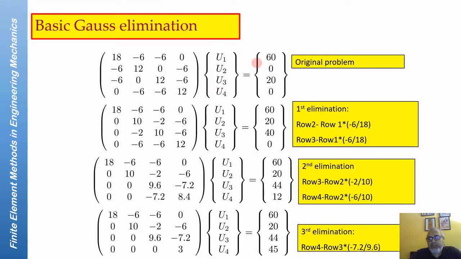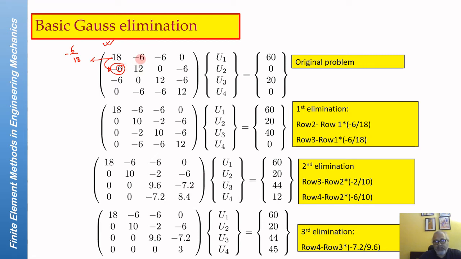Let us demonstrate the basics of the Gauss elimination process through this small example. So this is the original problem, and to do Gauss elimination, we start by multiplying the first row by, let's say, this quantity in the second row just below 1 1. So we multiply it by minus 6 by 18, and then subtract the multiplied first row from the second. So this will become 0, and these will become some other numbers.